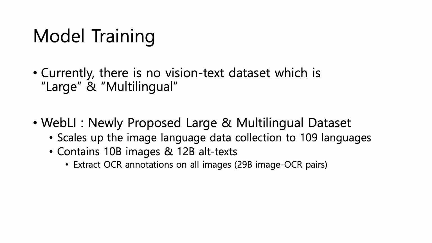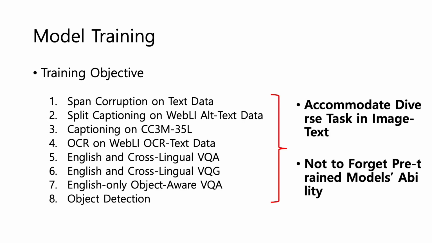For training larger models effectively, a larger dataset is required. However, currently there is no vision-text dataset which is large and multilingual. I introduce WebLI, a multilingual image-language dataset built from images and text available on the public web. It scales up the image-language data collection to 109 languages and contains 1 billion images and 12 billion alternative texts. For training with larger datasets, we use 8 training objectives. Our goal of training is to accommodate diverse tasks in image-text and not forget the pre-trained model's ability. So we train with multimodal text and image-only objectives.